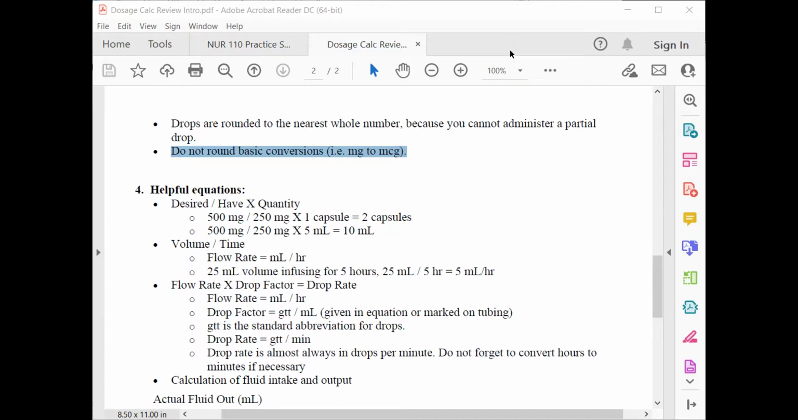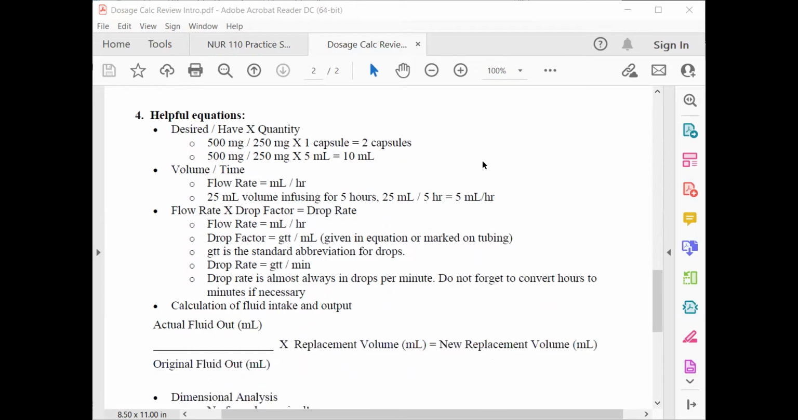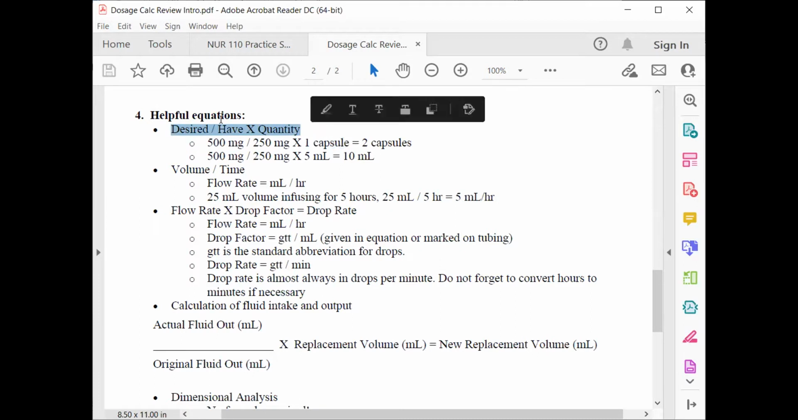Good question. All right, some helpful equations. Most of you will be introduced to and utilize what's called desired over have or ordered over have. I think that should say ordered over have. I know it says desired, but ordered is probably the better term. Order is usually what's ordered. So the physician will order 500 milligrams Valium, 200 milligrams amoxicillin. They're going to order something, and then you need to compare it to what you have on hand.